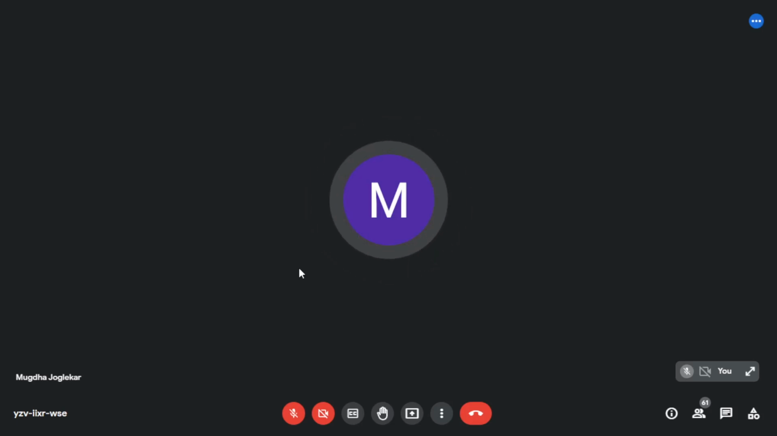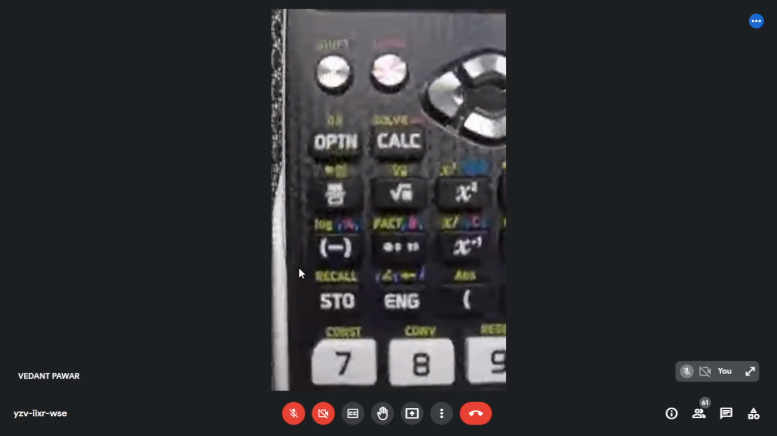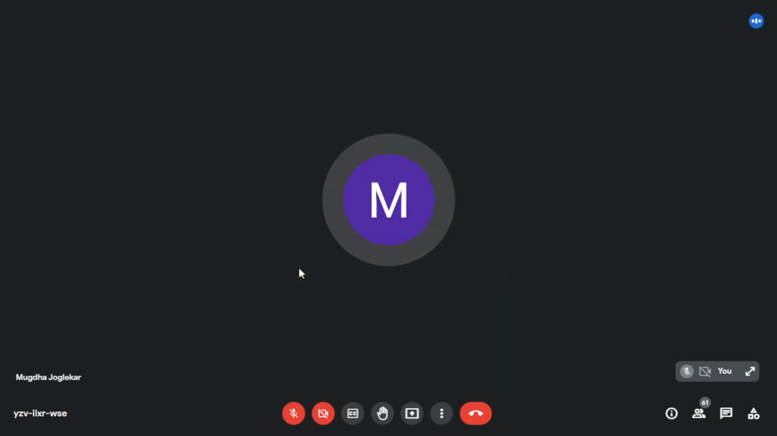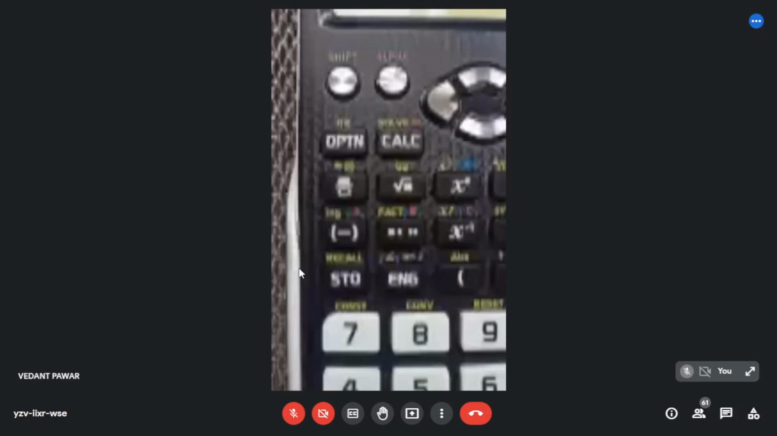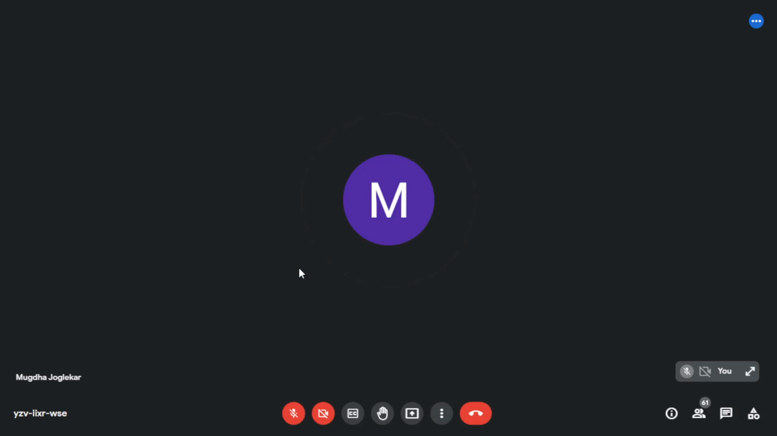Yours is EX, right? EX 911, yes. Can you see it now? Yeah, somewhat. Log and A. We are supposed to press that key after pressing mode and menu and setup.